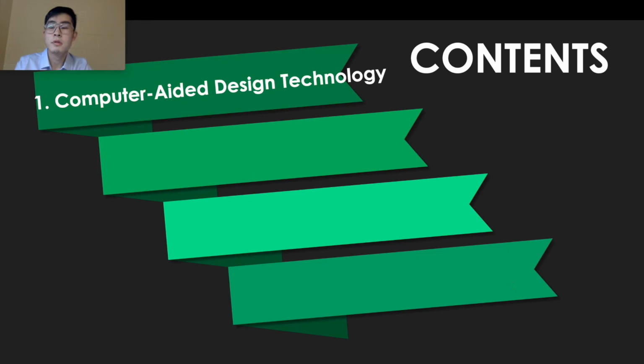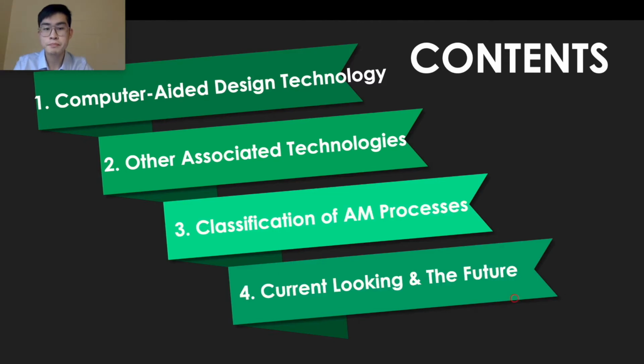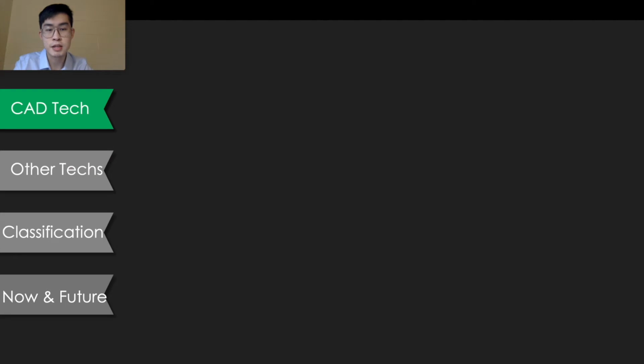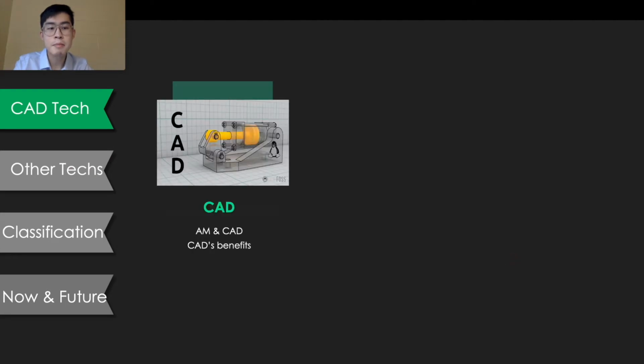I have concluded the main content in the chapter and divided it into four parts. Let's take a look at the first part, which is called computer-aided design technology, which is the main technology associated with AM. AM technology primarily makes use of the output from 3D solid modeling CAD software. I believe most of us should be familiar with some of these software like SolidWorks, AutoCAD, LabVIEW, and so on.